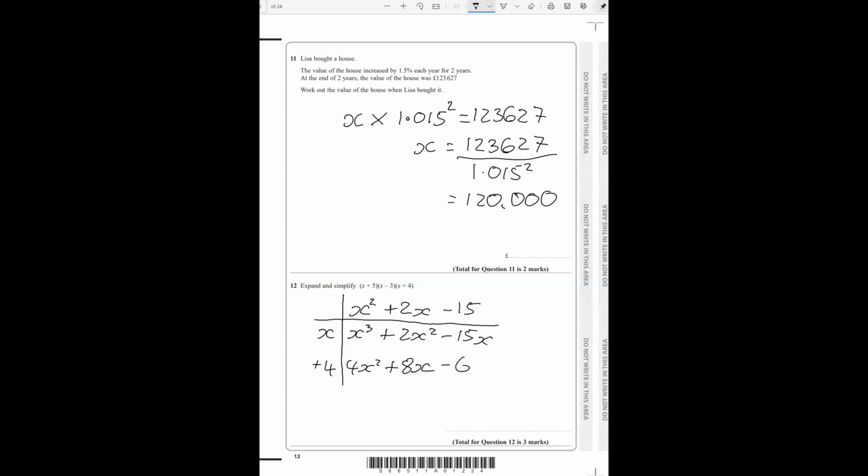Being really careful with your multiplication signs, making sure you get all that right. So we've got 1x cubed, we've got 6x squared, we've got minus 7x and minus 60. Okay, make sure that's clear. Expanding our brackets, 3 marks.